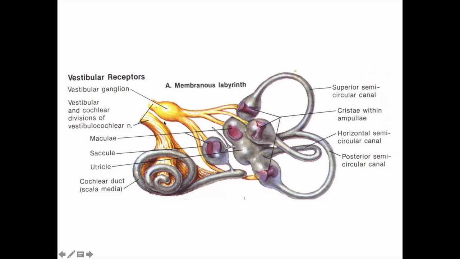Here we can see the vestibular receptors, shown in the form of a cut section. So we have the 3 ampullae where we have the receptors, which are the crista, and we also have the receptors of the utricle and the saccule seen here, and the 2 divisions of the cranial nerve, the vestibular ganglion. That part which goes to audition is the cochlear division. This is the vestibular division.